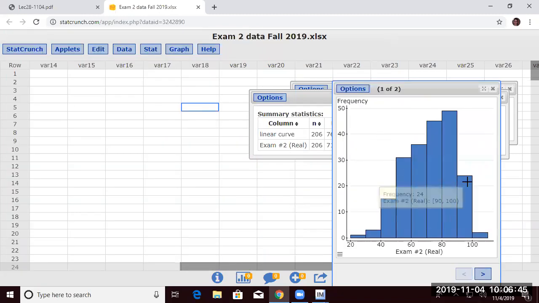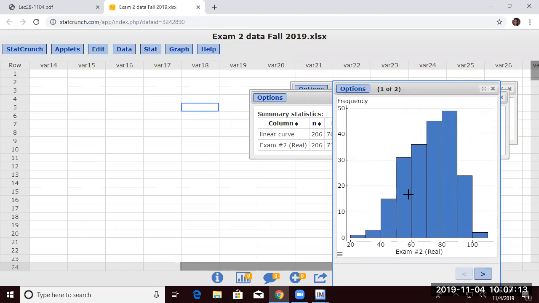All right, so this is the original histogram. And you see most people got in the low 80s. So that was the most common score. And then about half as much in the low 90s, and then it kind of dropped off from there on the left side.